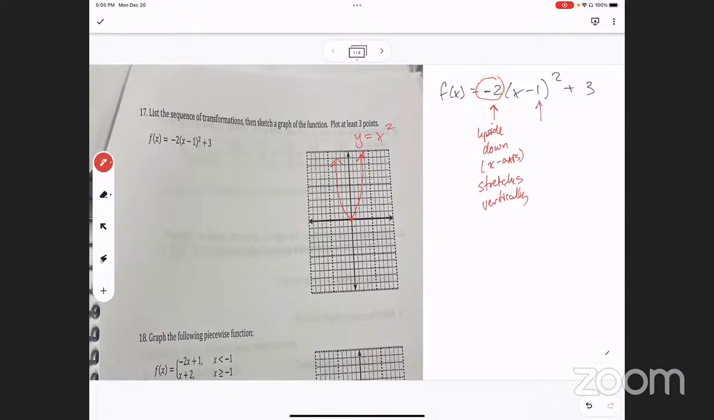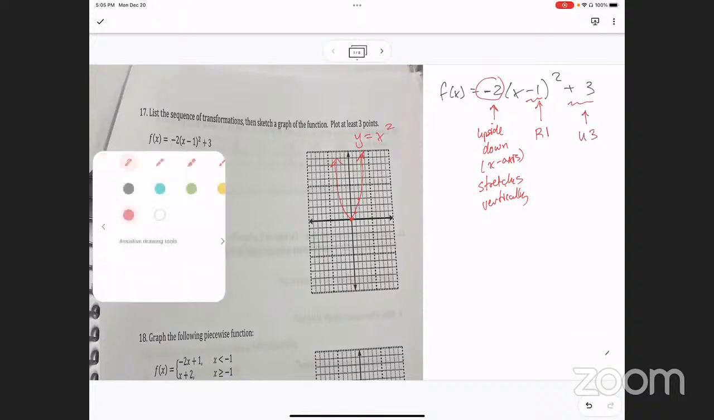So that's one thing that's going to happen. This is also, what's that going to do to it when you subtract 1 from the x? Do you remember? No. So when you're dealing with things on the inside with the x, that moves it right or left. So in this case, it moves it right 1. Okay. And what is this going to do to it? Up or down? Right. And it's going to be up 3. So your graph is going to look like this.